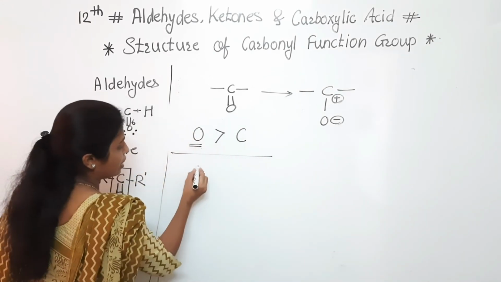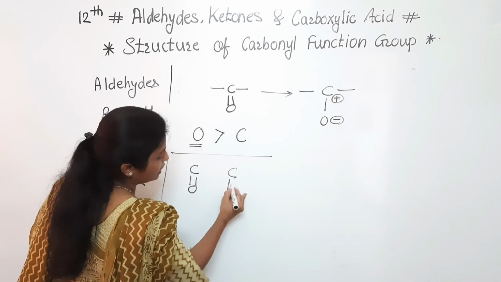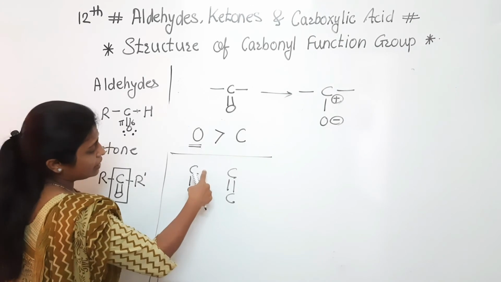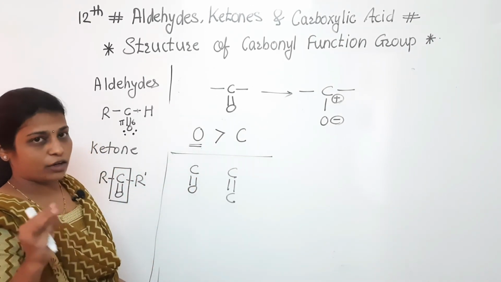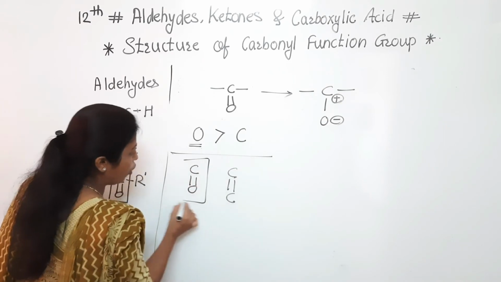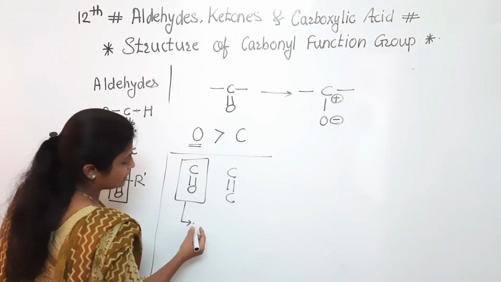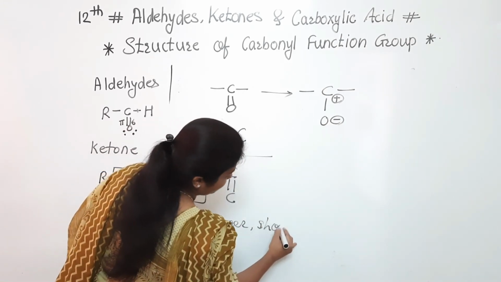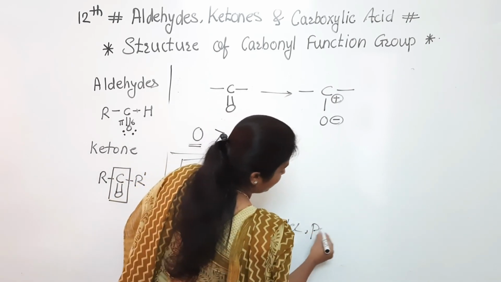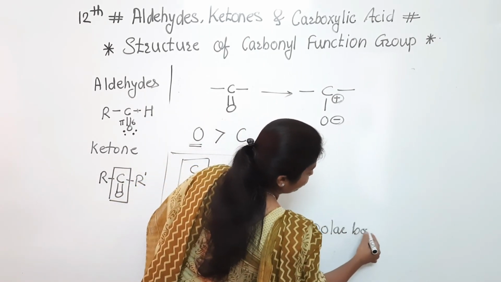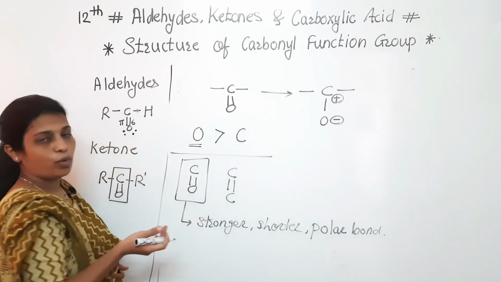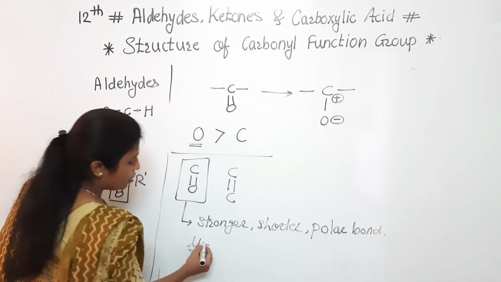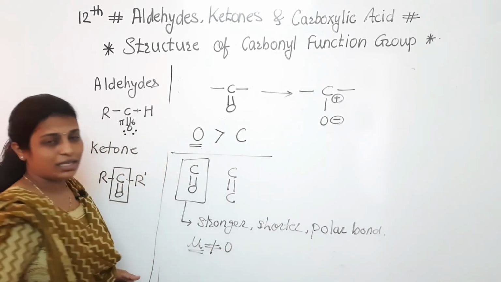After that we can compare the carbon oxygen double bond and the carbon carbon double bond. In one there is a double bond between the same atoms and in the other there is a double bond between less and more electronegative atoms. So the carbon oxygen double bond is stronger, shorter as well as a polar bond. Clear to everyone? And as we know this is a polar bond, it has some dipole moment, denoted by mu, which means the dipole moment of a carbonyl compound is not equal to 0.